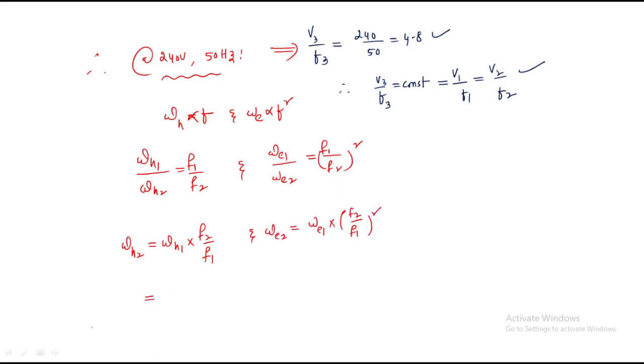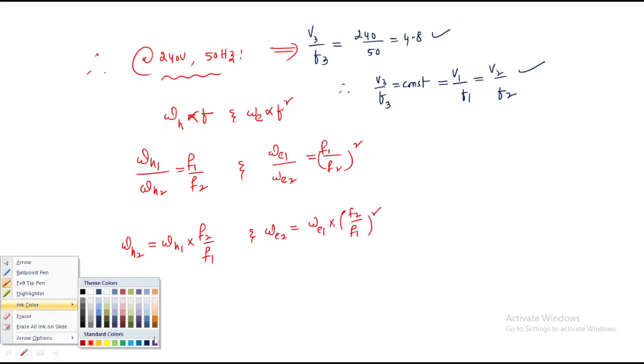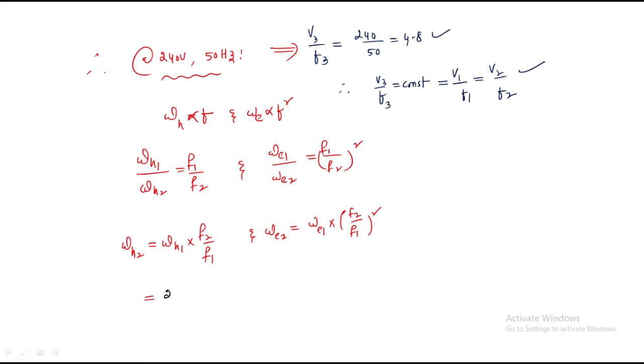So what is the value here? WH1 is nothing but 20, right? What is the frequency? F2 is 50. These 20 watts are at F1 only, that's why 40. What is the answer? 1.25 into 20, simply 25 watts, right?